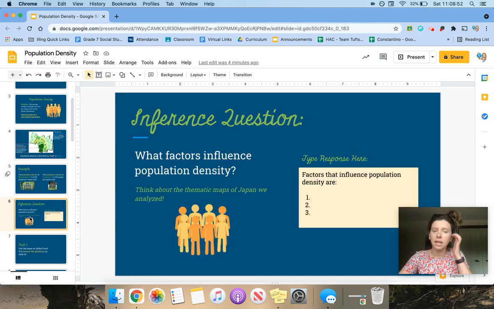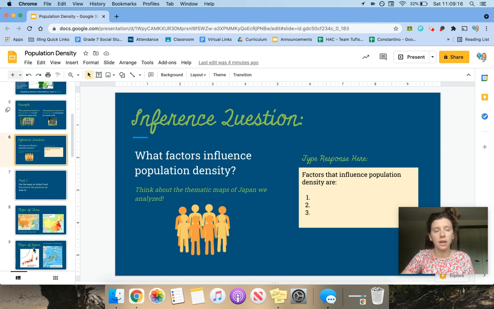So on slide 6, I have an inference question for you. Inferencing is when we make a guess based off of what we know and what we can see. So think about what factors might influence population density. Why might lots of people live very closely together in some areas, but in other areas people live very spread out? And I'd like you to think of 3 factors. Once you're done with that, time for part 1.